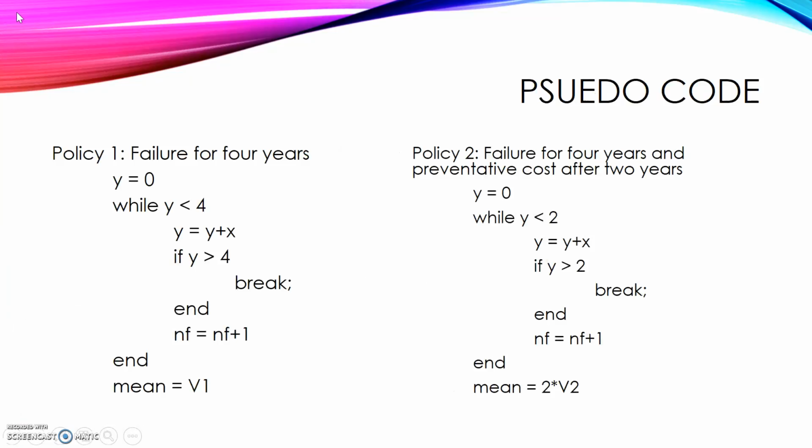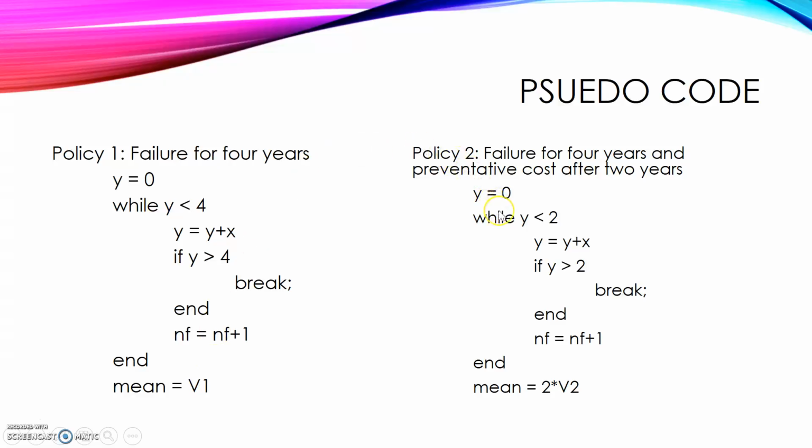This is our pseudocode for MATLAB for both the policies. They're very similar. We'll start with policy 1 over here, the failure for 4 years. We start with y equaling 0 and while y is less than 4, we go through over and over again until y is greater than 4, and we break this loop. And then NF, you're adding 1 every time. It's like a counter. Your mean at the very end is going to be that V1, the average number of failures, and we iterate this 5,000 times.